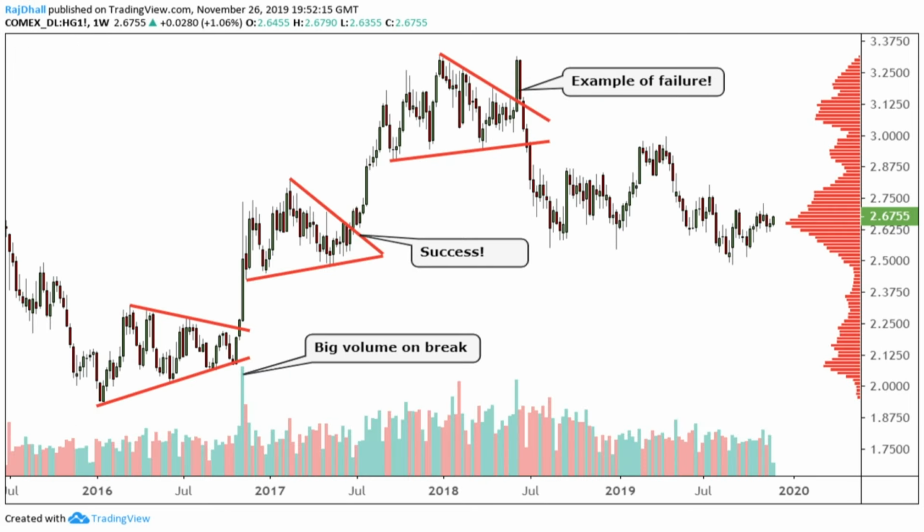And finally, this is a real world example of some symmetrical triangles. Yes. And this is showing that it doesn't always necessarily work out as planned. No. So this is copper, and at the moment we're seeing trade news headlines on a day-to-day basis. So it's a really, really choppy chart to trade.